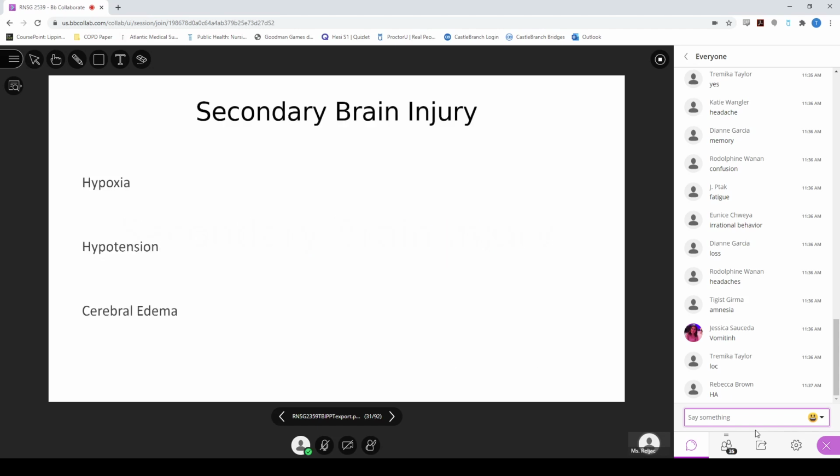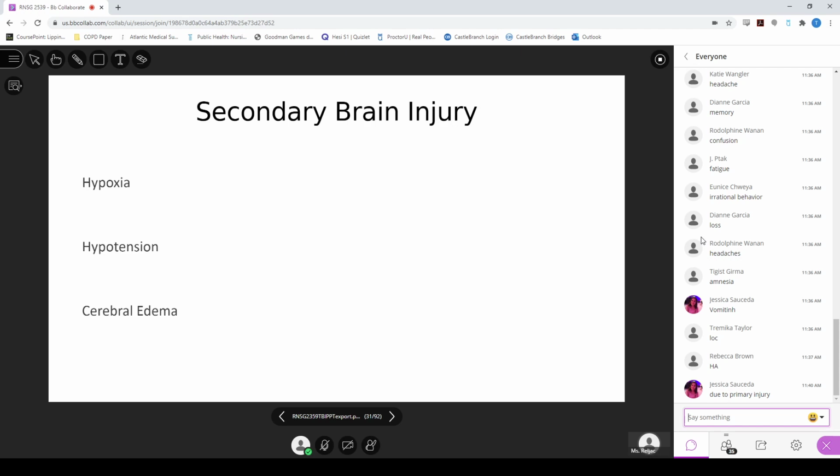So secondary brain injuries, and what do I mean by secondary brain injury? That's right, due to the primary. So it's a cause and effect situation. You have the concussion, and then you have something else that happens that can cause brain injury because of the concussion. Okay, so hypoxia. We all know what hypoxia is, I hope.